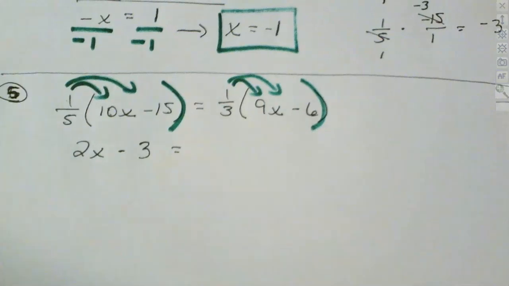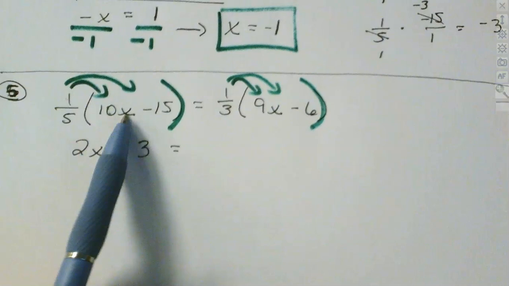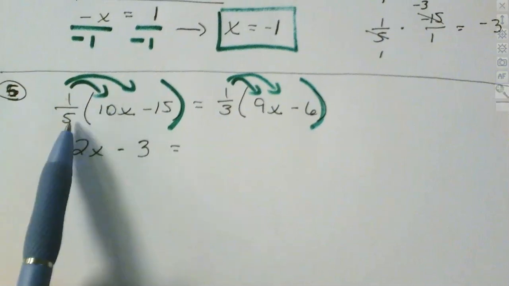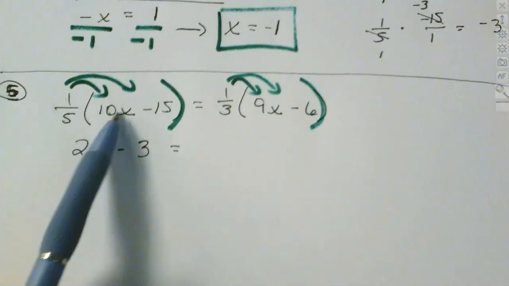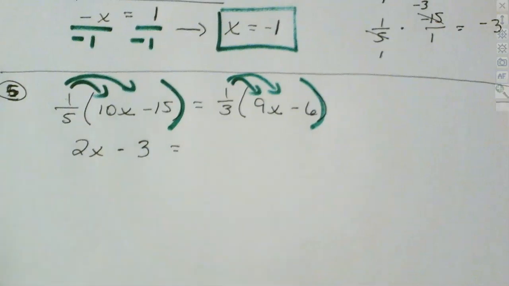If you have some number that the 5 won't divide into, then it would leave a fraction. Like 21x minus 15, if that would have been a 21x here, that would leave you with 21x over 5. If that would have been a 20, okay. This one doesn't, and these don't, and you have to work it out.